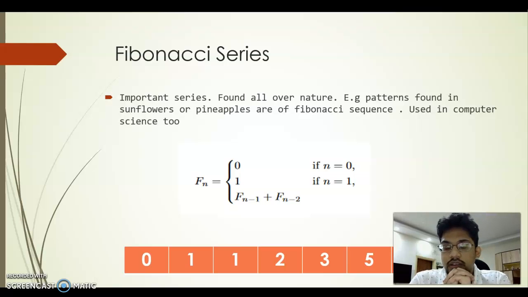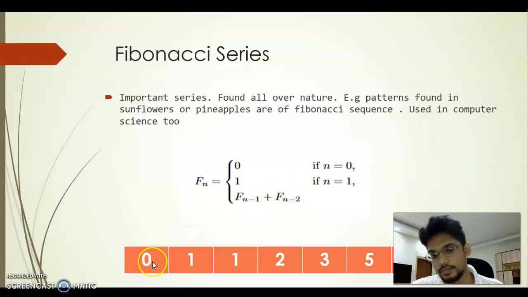So how do we define this Fibonacci series? It has two base cases where the zeroth term and the first term are 0 and 1, and every other term is the addition of its previous two terms. So that's what we have here. F of n, if 0, it's 0. If 1, the first term, it's 1. Otherwise, f of n is equal to f of n minus 1 plus f of n minus 2.